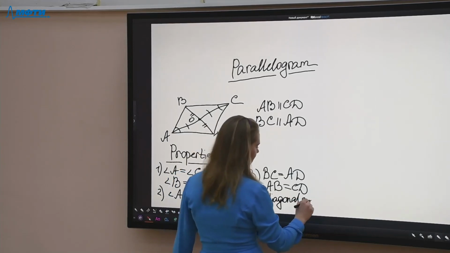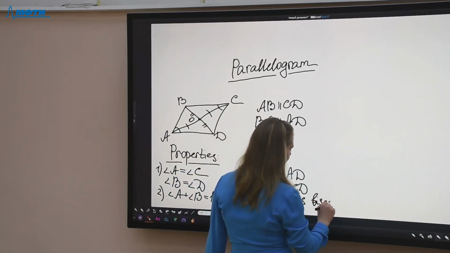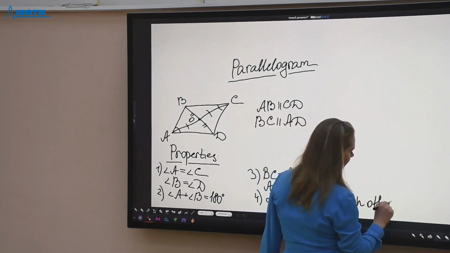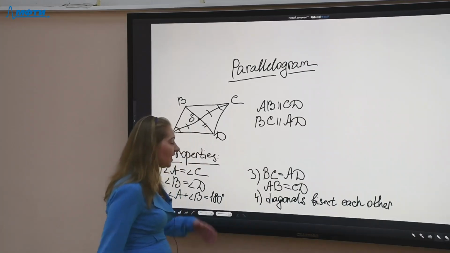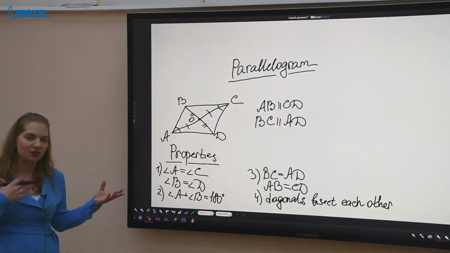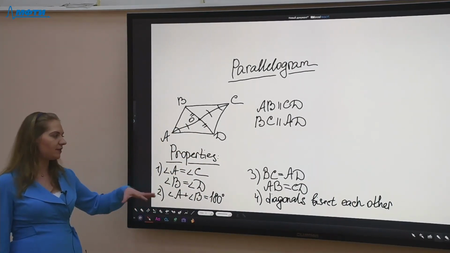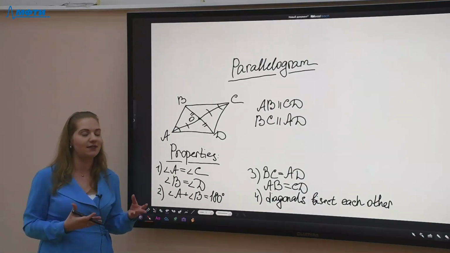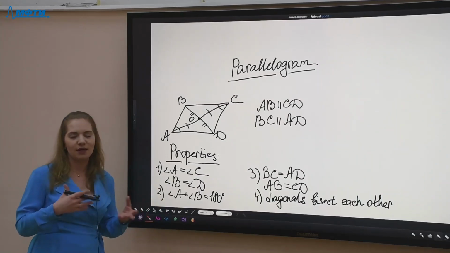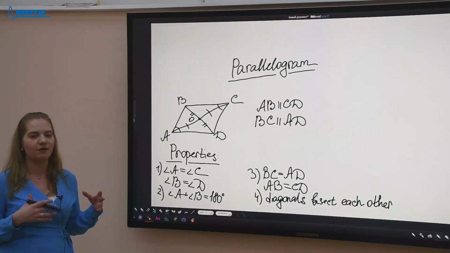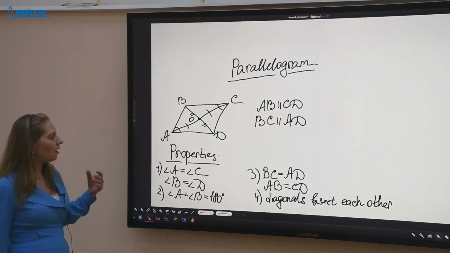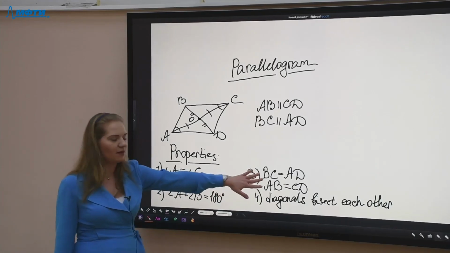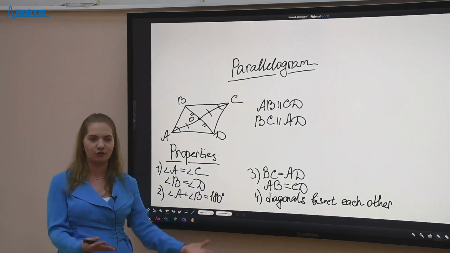So diagonals bisect each other. And if we want to prove that a quadrilateral is a parallelogram, we can use these properties. So, the first way to prove it, we can use the definition. We can prove that we have two pairs of parallel sides. Or we can use this property that we have two pairs of congruent sides.